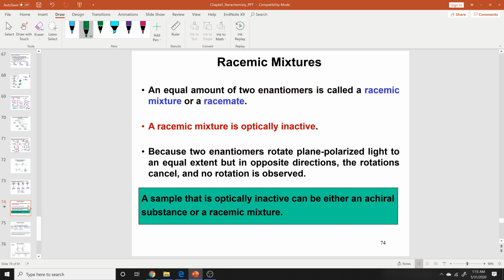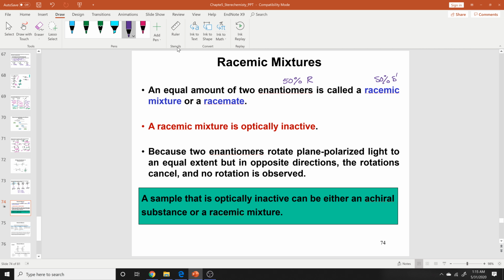Now the last topic that we want to explain is the racemic mixture. What is a racemic mixture? A racemic mixture is an equal amount of two enantiomers. So when you end up having 50% R configuration, 50% S configuration, this is an equal amount of enantiomers, then we say that the molecule exists in the form of a racemic mixture.